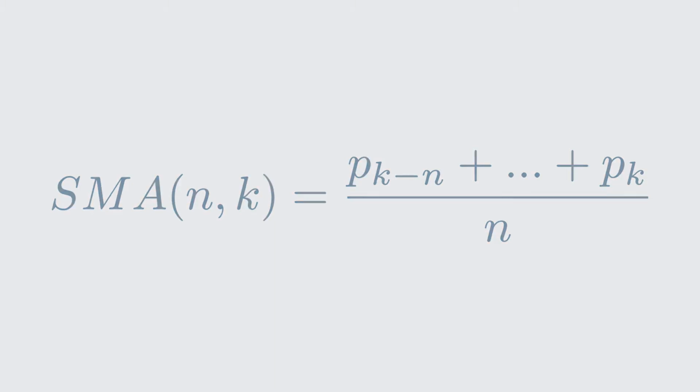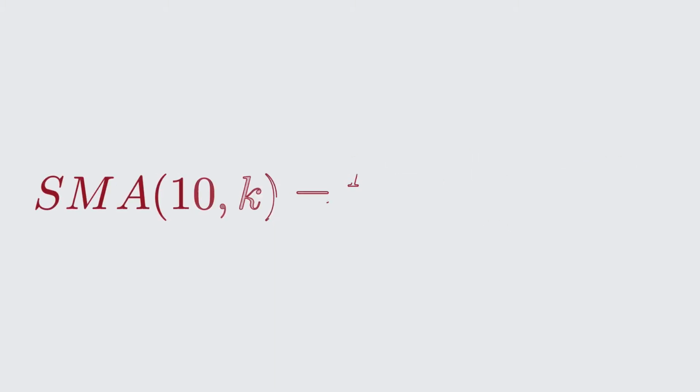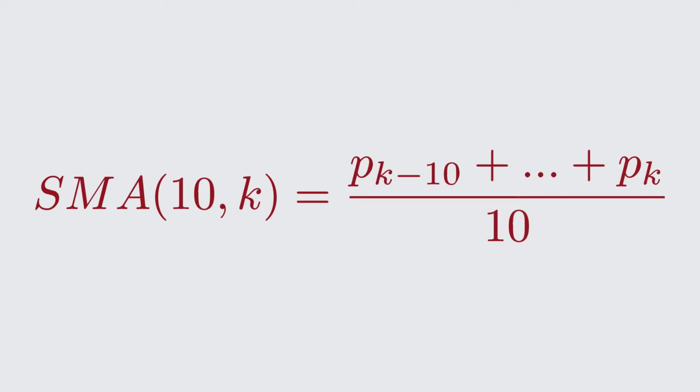For MA10 for a given day, let's call this K, we take the closing prices of the last 10 days from that given day and average them and use that as the data point. Then we move to the next day, K plus 1, and do the same calculation for this new day. The result is a line representing the 10-day moving average. The simple moving average always lags behind the current price, because the current price is only one data point in the calculation. Moving average can be taken for any number of days.